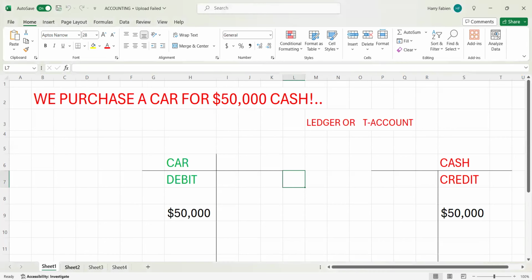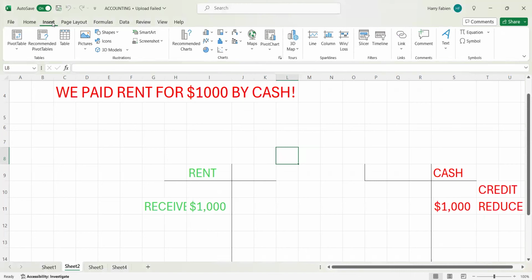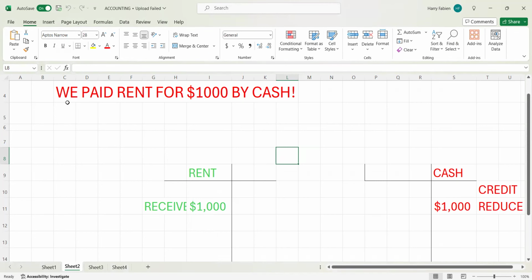Now, we paid rent for $1,000 by cash. Let's say that you pay rent for $1,000 with cash. So how do you do that? The way that you're going to do it, you use money. So you pay the rent for $1,000 by cash.